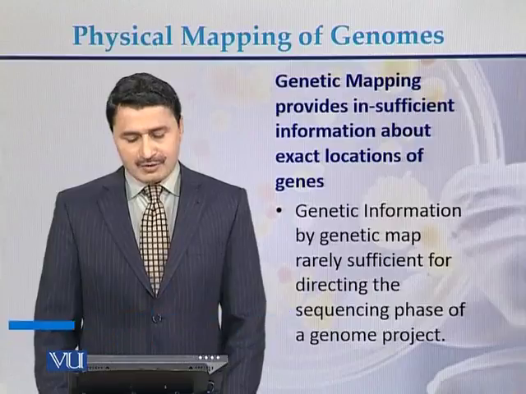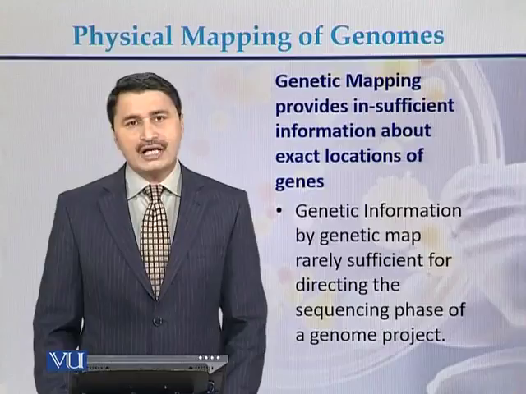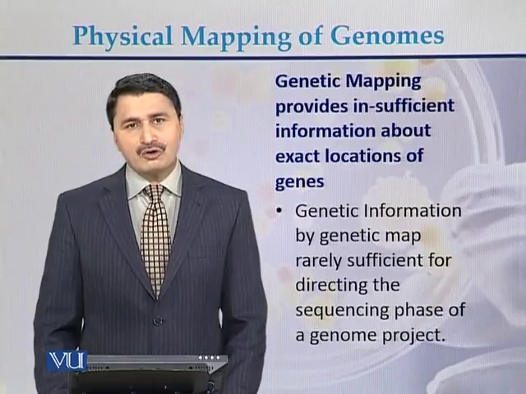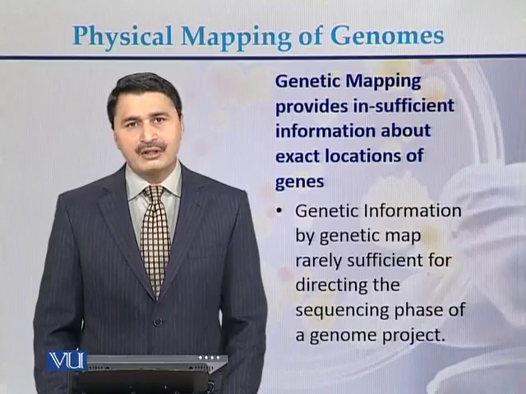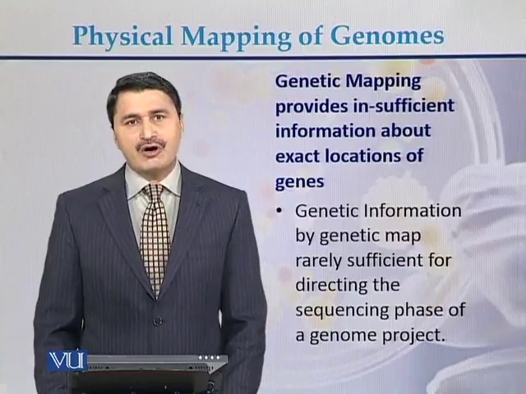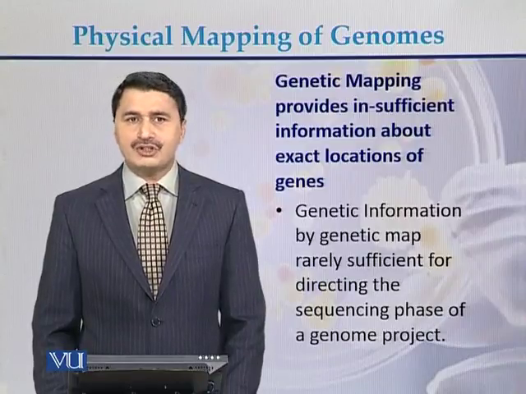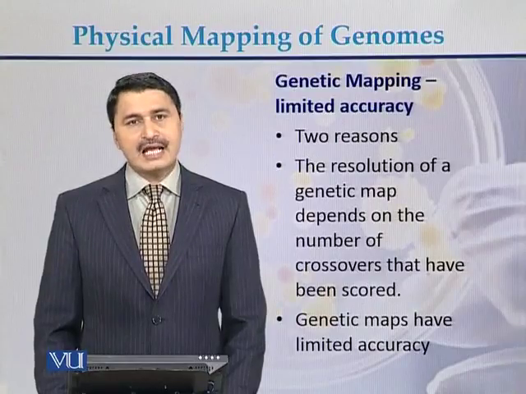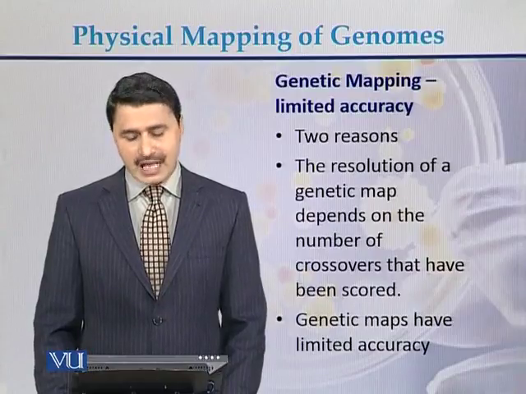Usually, genetic mapping provides insufficient information about the exact location of the genes. When we perform genetic mapping, we cannot know the exact location of the genes on the map. So for identification of the exact location of the genes on the genome, we have to perform the physical mapping of the genomes. Genetic mapping has limited accuracy, and there are two reasons for that.